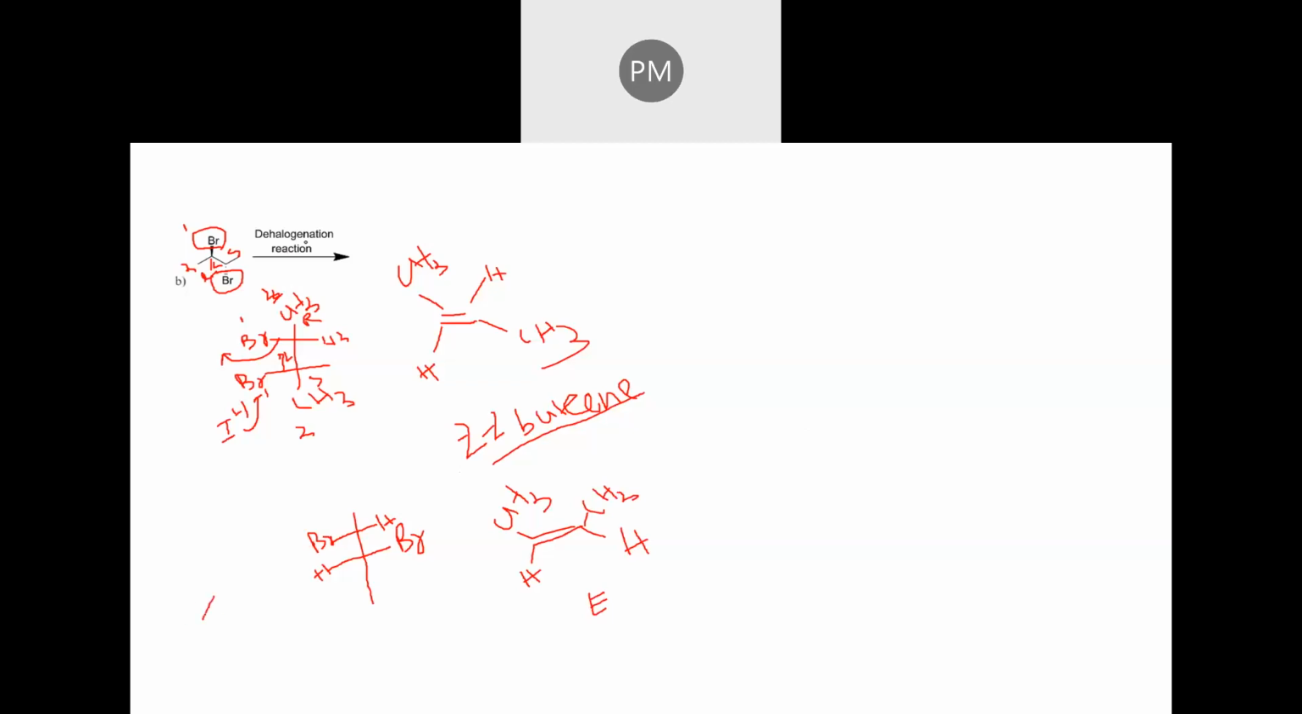If we draw it like this, all the bromides will be above. So in all of the cases, the hydrogen will be below.